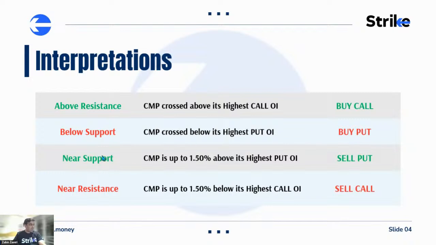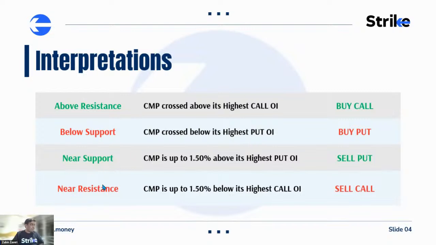Now, when the stocks are near the support level, meaning the market is up to 1.5% above its highest put OI, and the momentum seems to be a little bit positive, we expect a minor bounce back. We may not expect a bounce back, but we are confident enough that the prices will not go below a particular level. So in that case, we will sell a put.